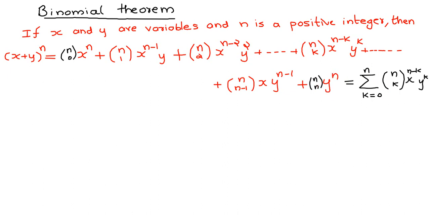Binomial, the power of the sum of two terms: x plus y the whole raised to n is x raised to n, nC0 x raised to n plus nC1 x raised to n minus 1 y plus nC2 x raised to n minus 2 y square plus etc. plus nCk x raised to n minus k y raised to k plus etc. plus nC n minus 1 x into y raised to n minus 1 plus nCn y raised to n. That is sigma k is equal to 0 to n nCk x raised to n minus k y raised to k.